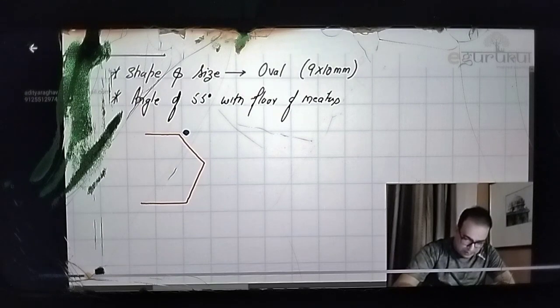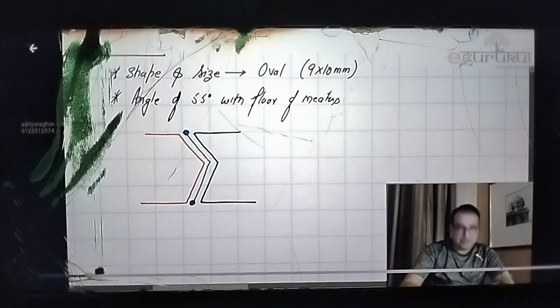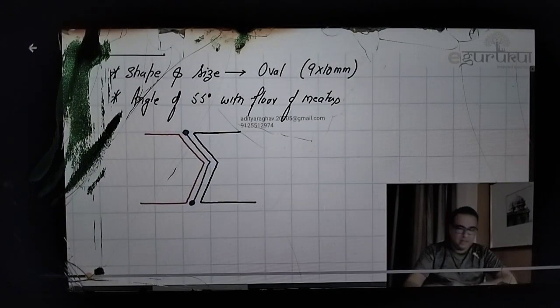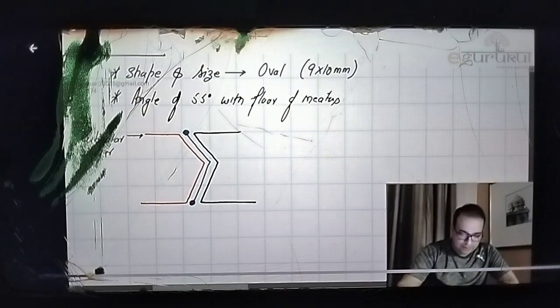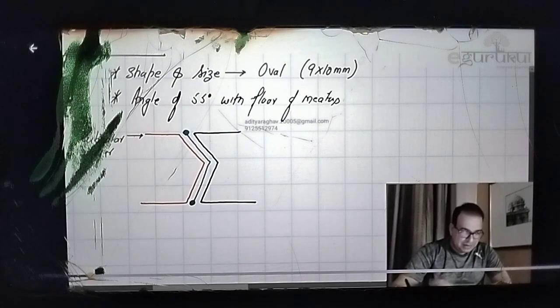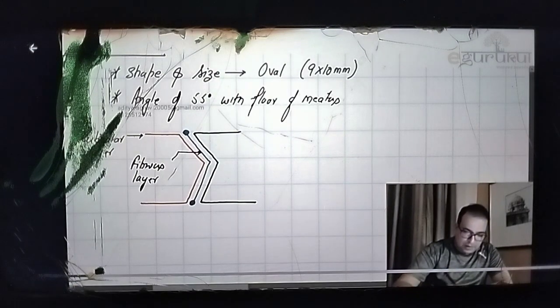This here is the middle layer, and this one here is the inner layer, which is basically the mucous membrane. So these are the 3 layers of the tympanic membrane. If you look at the tympanic membrane from the side, you'll see there are 3 layers. The outer layer is made up of skin, so that is called the cuticular layer. I'm using red color for the cuticular layer. The middle layer is fibrous, so this is called the fibrous layer. And the inner layer is made up of mucous membrane, so that's the mucosal layer.